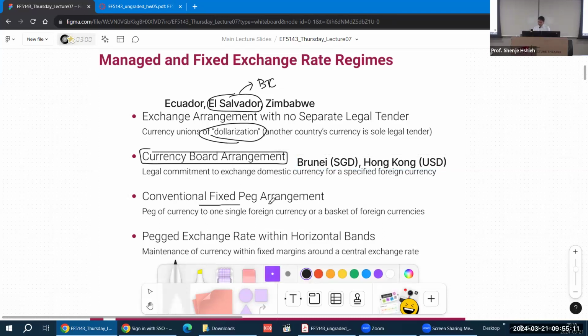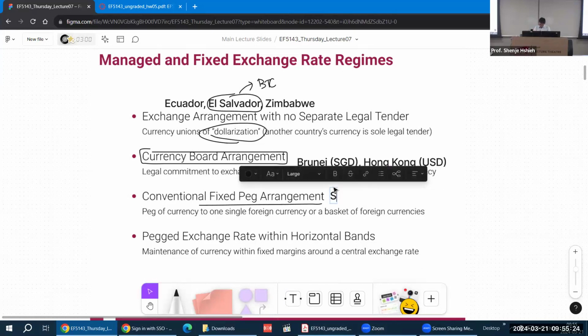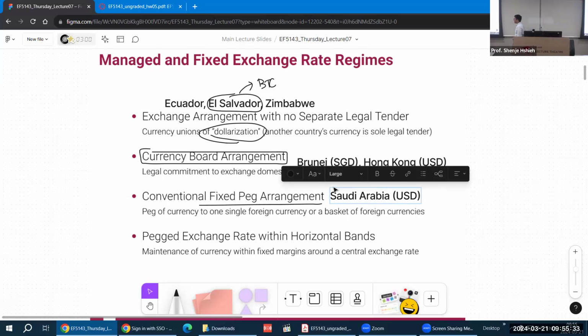Conventional peg arrangement is a literal fixed exchange rate, okay? So that's X dollars for Y other currency, right? A literal fixed exchange rate. So countries like Saudi Arabia have a conventional peg to the US dollar. And this is not too surprising, right? Because we all know oil is quoted in one single currency. It's quoted in US dollars, right? In which case it makes sense for Saudi Arabia to peg their currency to the US dollar, because oil is their primary, maybe their only export, right?